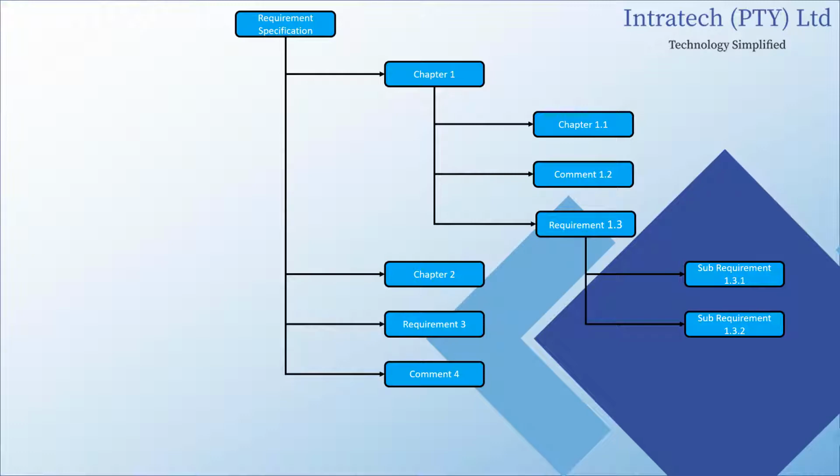Chapters are used to group similar needs together and act in the same manner as folders in Windows. Requirements detail the precise needs of the project and can be broken down into sub-requirements as necessary. For example, an overall budget requirement can be broken down into budget sub-requirements for specific tasks. And lastly, comments can be inserted at any level of the structure and serve to provide more contextual information for the chapter or requirement.